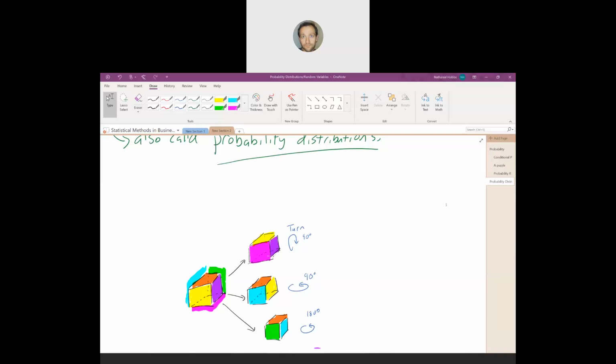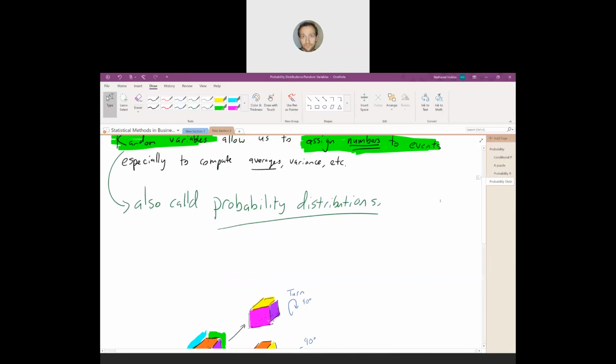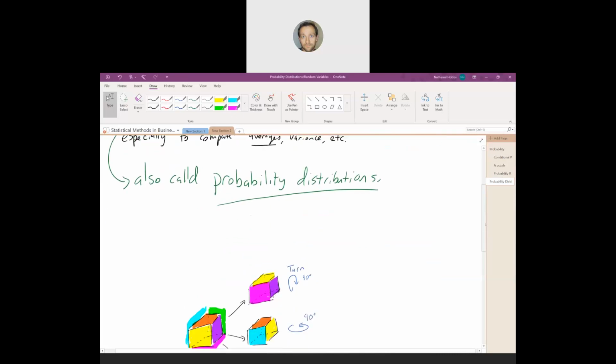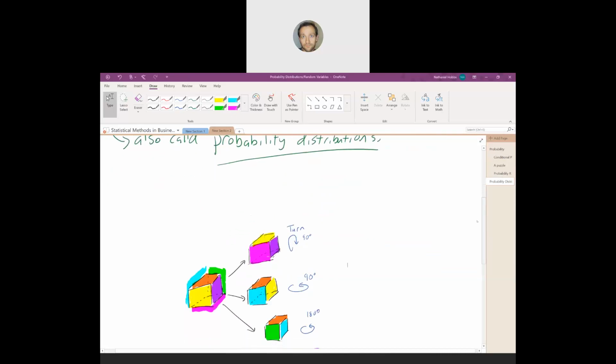Great. So this class we're talking about an extension of probability called probability distributions or random variables. And to emphasize the difference, I want you to get out of your head numbers and probability. So here we're looking at a cube with colors.